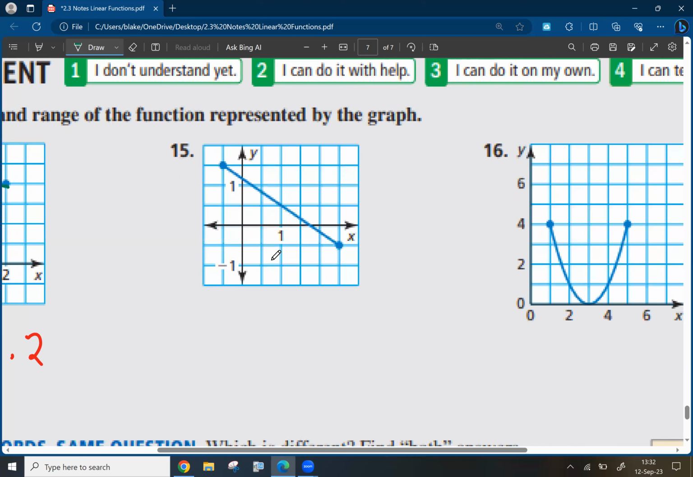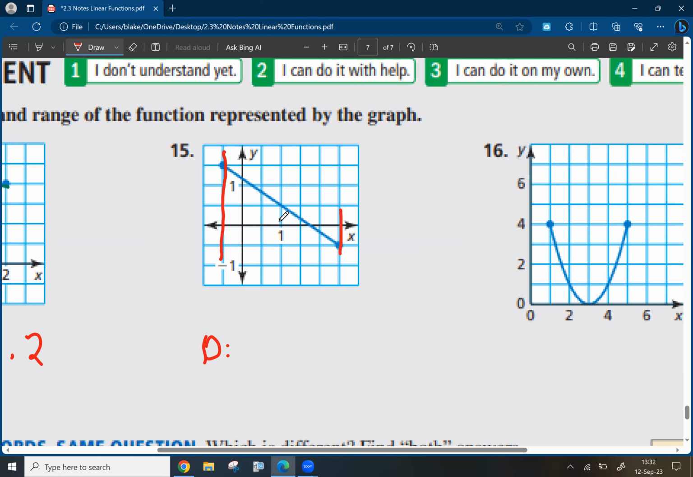Let's look at number 15. Number 15 is more continuous. So domain. As you can see again, domain, think of it as how far left to how far right it goes. It is a continuous line, and it goes, this is kind of hard to see because this is 1, so that must mean each of these is a half. Each of these little markers is a half. So this must be -0.5 right here.